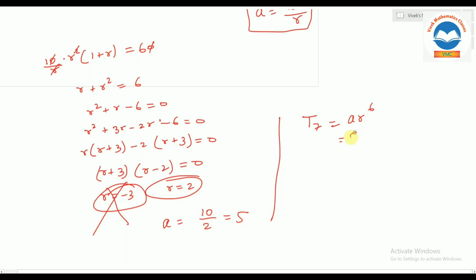A value we know 5, and R value is 2 to the power 6. 2 to the power 6 value we know 64. So 5 into 64 will be 320. This will be what? T7. T7 will be 320.